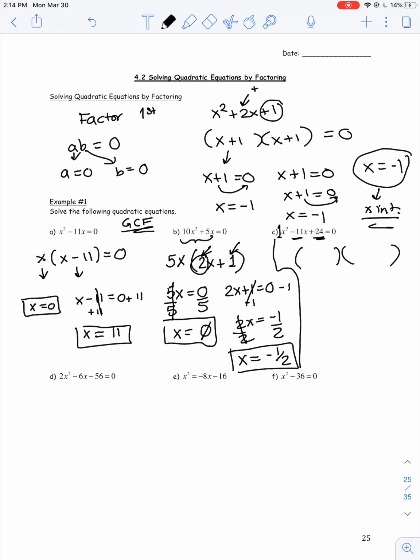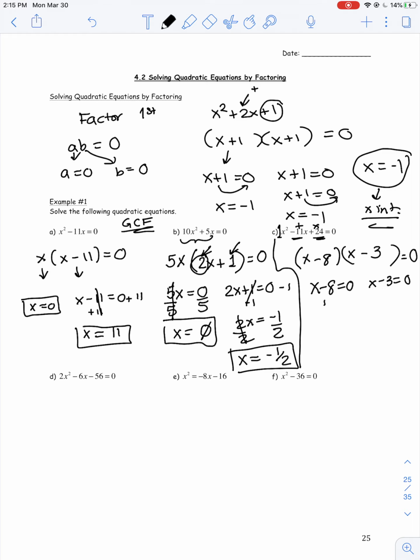The shortcut of doing this is I always try to find two numbers that multiply to the last and add up to the middle, as long as there's a 1 in front of x squared. So I know that they're always going to have x times x to give me x squared. And then the two numbers that multiply to 24 and add up to a negative 11 would be negative 8 and negative 3. Because if you add them together, they do add up to negative 11 and they do multiply to positive 24. So we make that equal to 0, just like these ones.